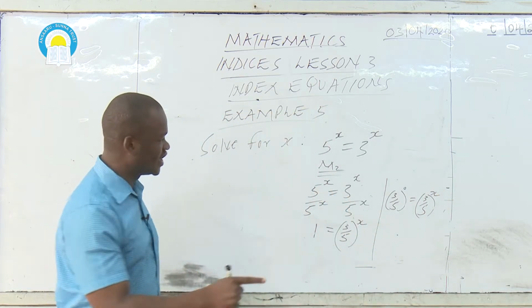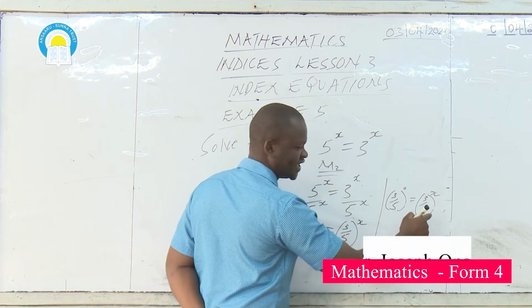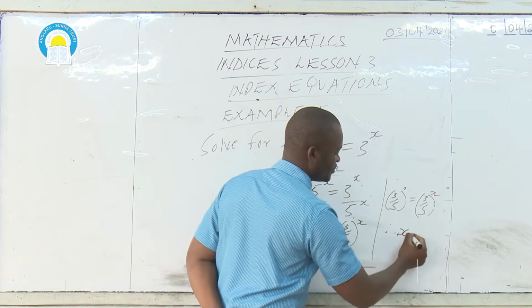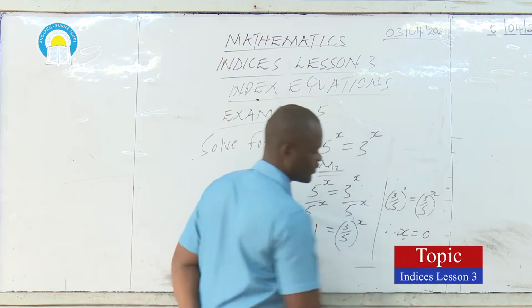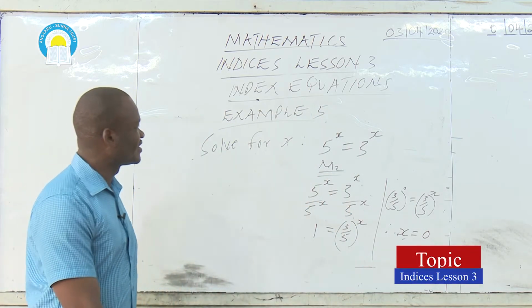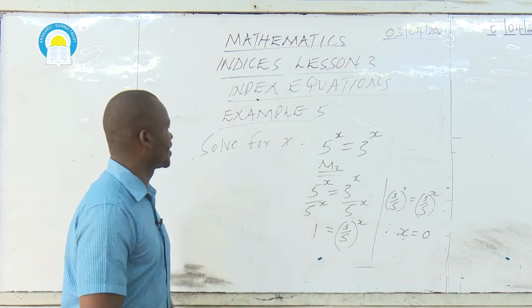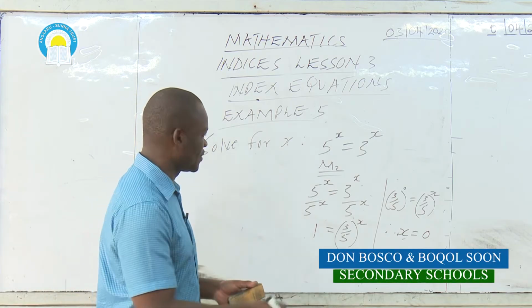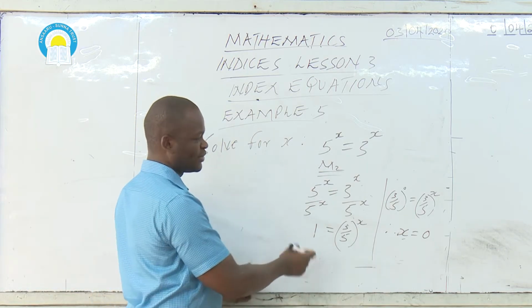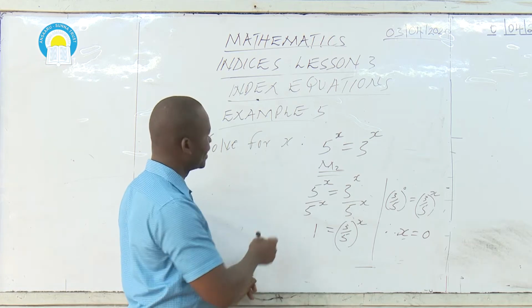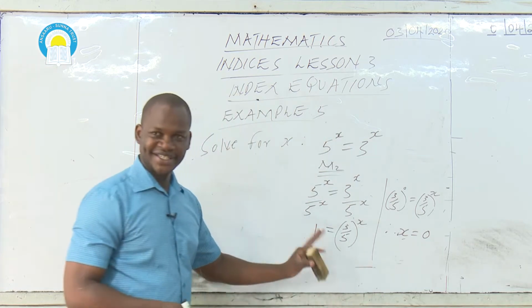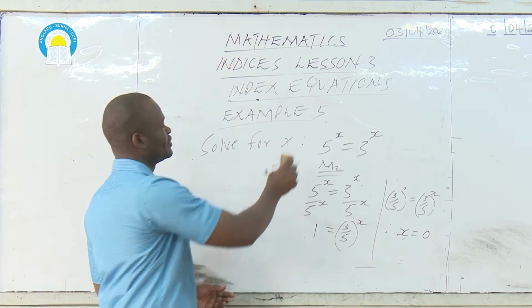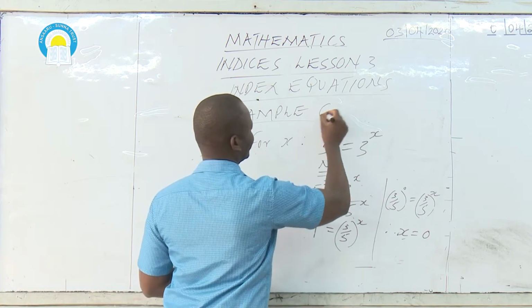Now, having achieved this scenario where I have similar bases on both sides, what do you do? You equate the powers. Therefore, x is what? X is 0. So we are done with that. We go to example number 6. If you note very carefully, the moment you have mastered your laws of indices, even the equations become easy to solve. But in case you forget, now you struggle. So we go to example number 6.